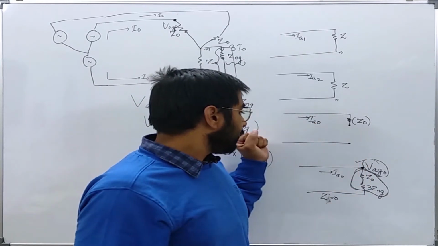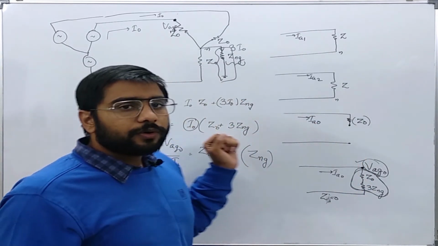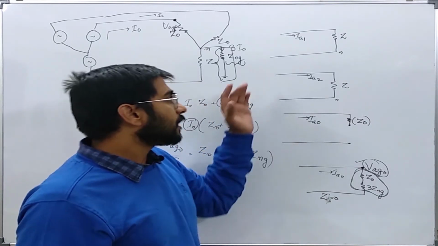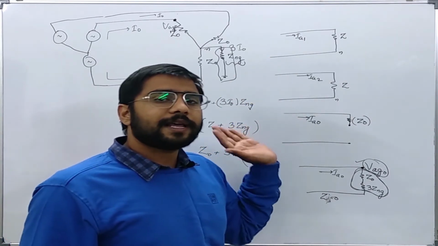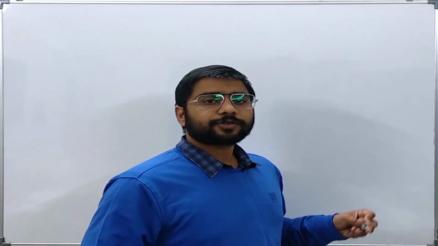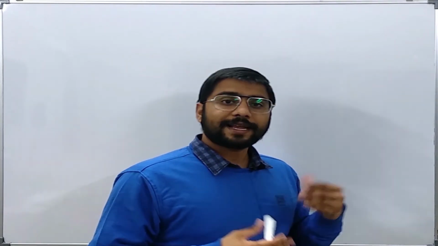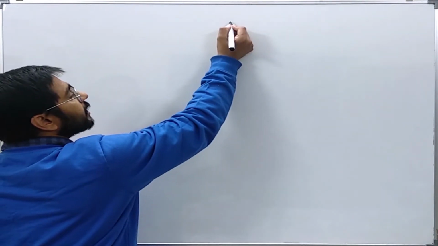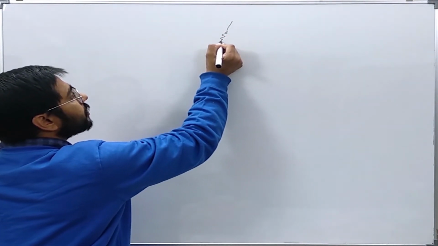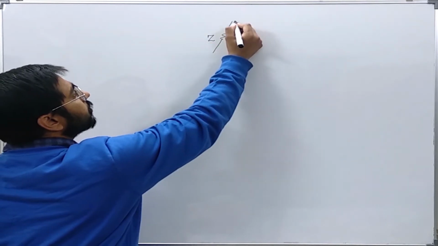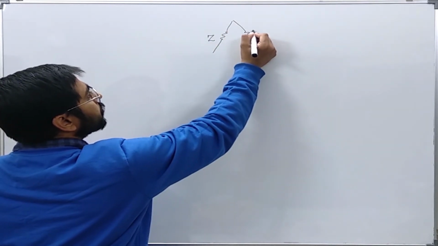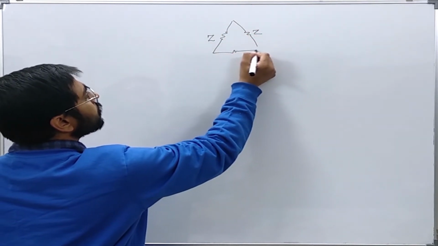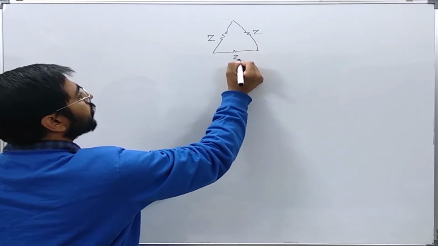Now we will try to draw, in the next slide, the sequence network for a delta connected balanced load. Let us draw a delta connected load, a balanced delta connected load. That is, the impedance in every branch of the delta is equal to Z, Z and Z.